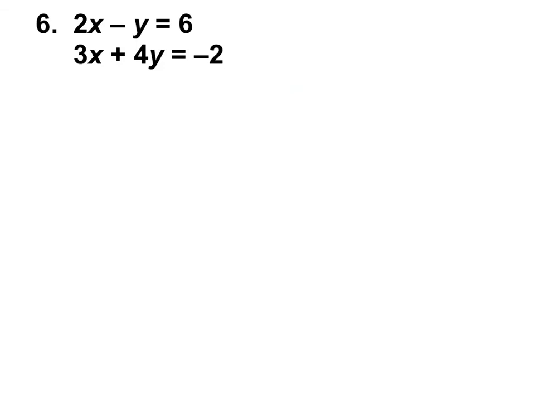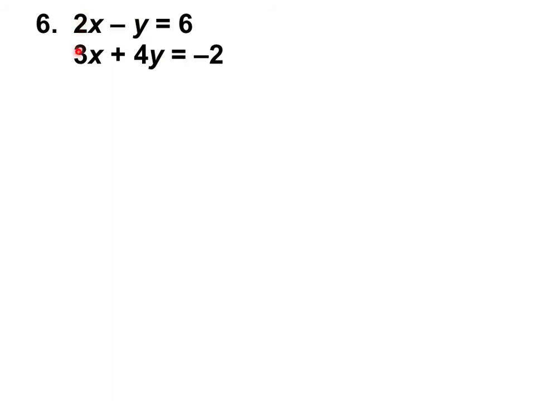Alright, with number 6, you can see that all of the terms are actually lined up. We have x's, y's, equals, numbers. Everything's lined up, so we don't have to change that. But it won't work in this case just to add or subtract. If I added the x's, I'd have 5x. If I added the y's, I'd have 3y. Nothing would go away. Nothing would be eliminated, which is what I want.